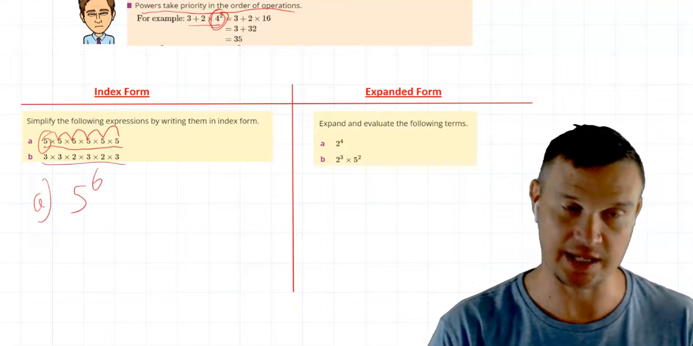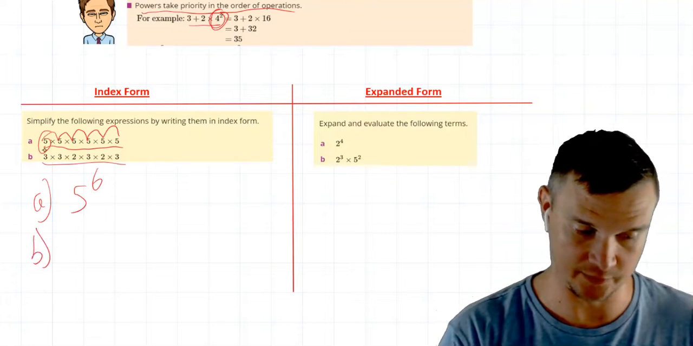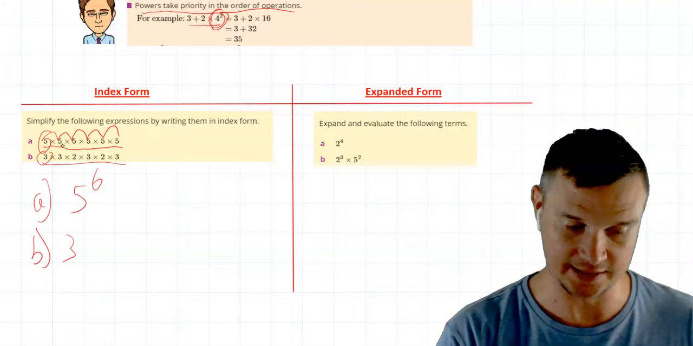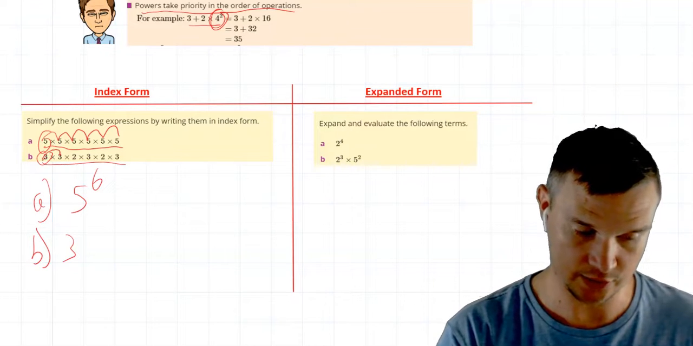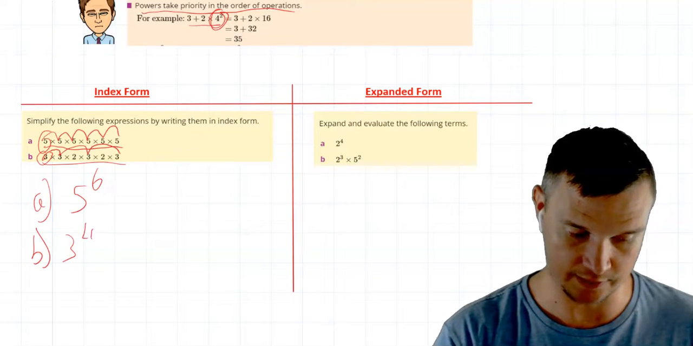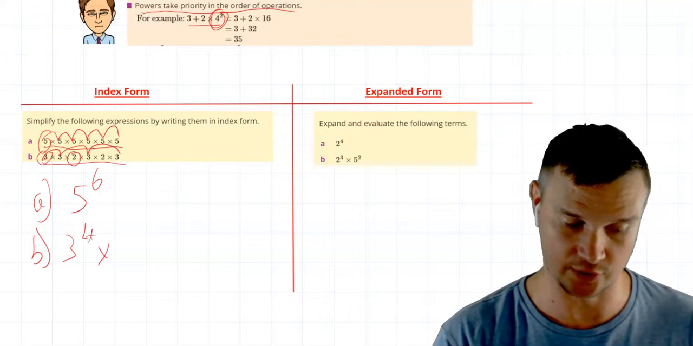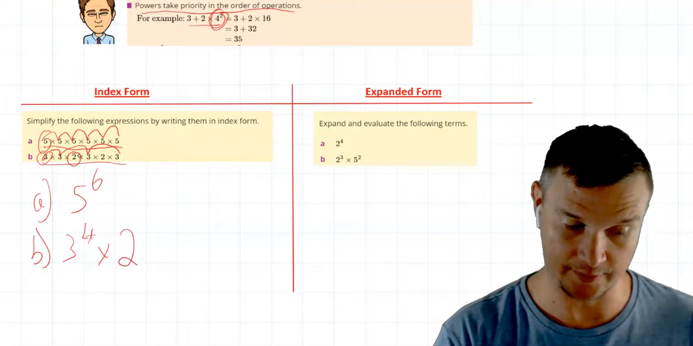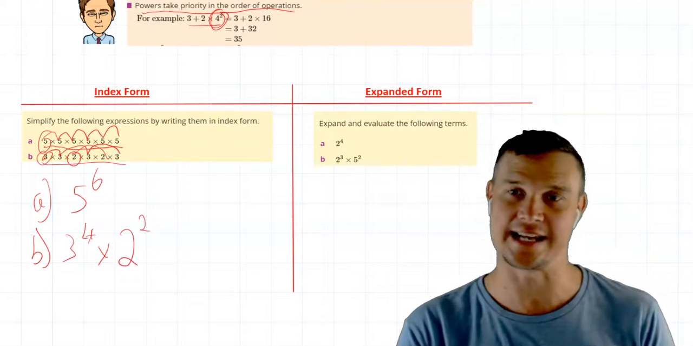Now we can do the same here, even though there are different numbers within it. We can write our base number first, so we'll start with 3. Our base number is 3. Now how many times is 3 multiplied? 1, 2, you can see 3 there, and 4. So it's done 4 times. Then we're going to do times, and we choose our next number, which is 2. How many times is 2 multiplied? Twice. So that's how you write that in index form.